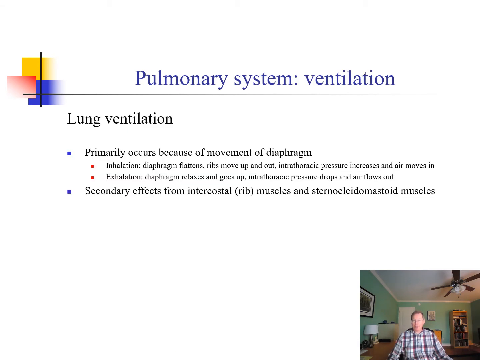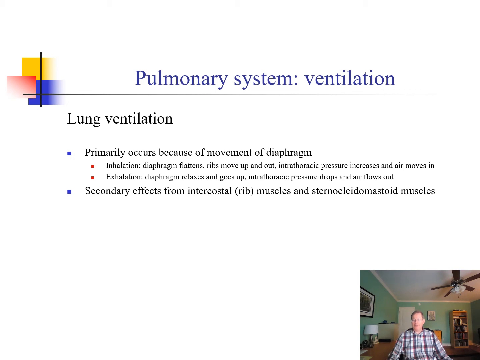Now, as I mentioned to you, the primary mechanism by which ventilation occurs is movement of the diaphragm. As I inhale, the diaphragm will flatten and the intrathoracic pressure will increase, and this will move air into your lungs. When I exhale, the opposite occurs. My diaphragm will relax, my intrathoracic pressure will drop, and air will flow out.